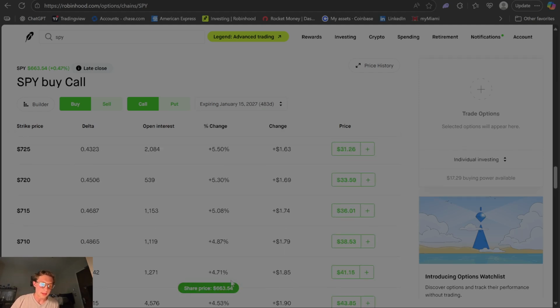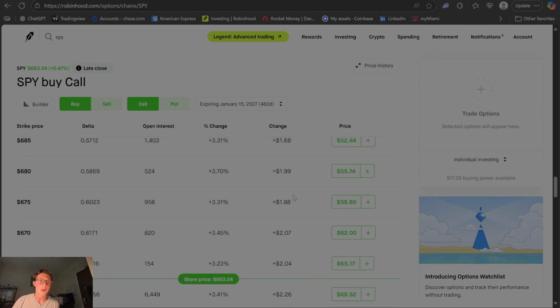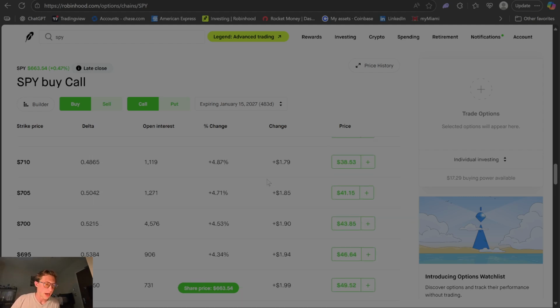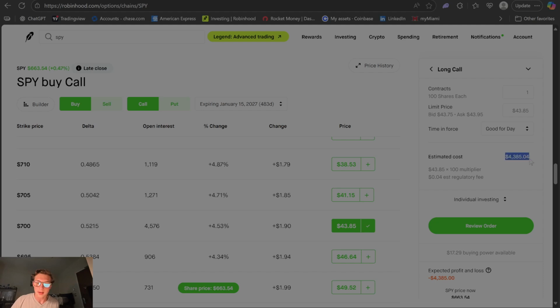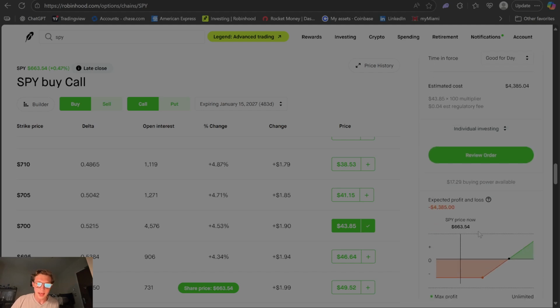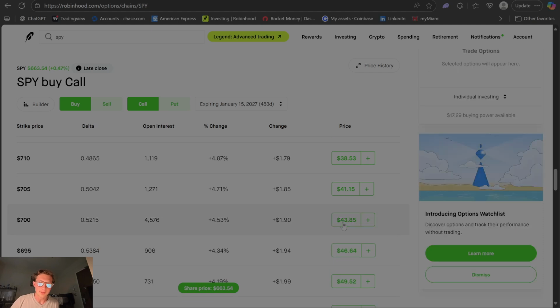You can see that these calls are now way more expensive because SPY not only goes up over time, as we've seen, but it also gives it a lot of time to go up, right? So now if I'm looking at even the $700 calls, they're going for $4,000, right? Because people are saying, hey, I think SPY is going to go up, so thus I can make money. It's essentially a bet on the stock to go up, which is why it's more expensive when you have more time. More time on your side is more expensive. This is called extrinsic value, okay?